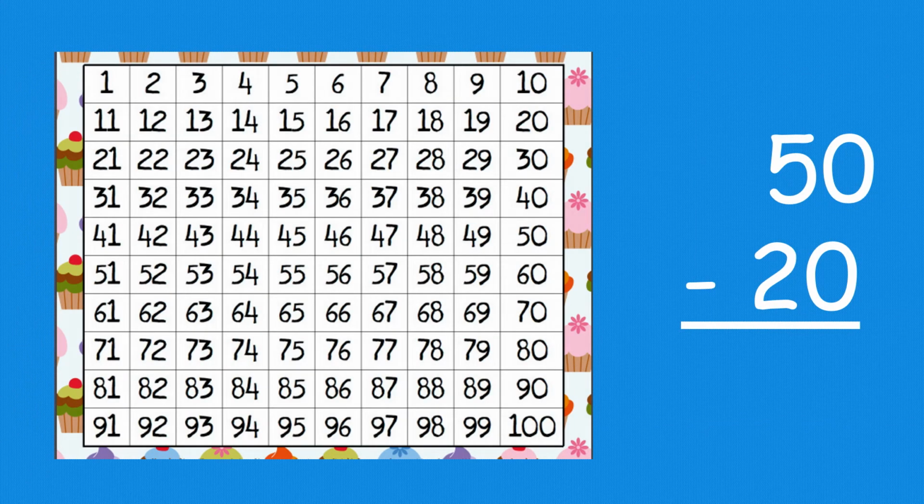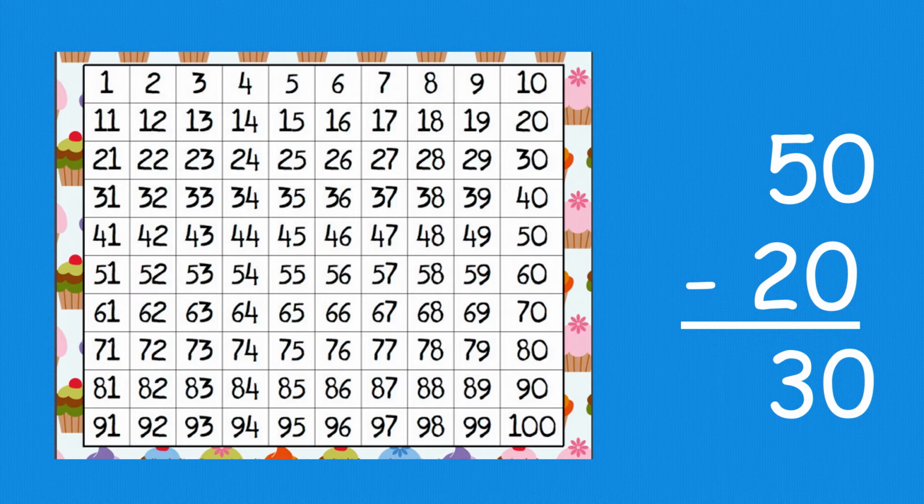Okay, now we're going to switch our brains over to subtraction and we're going to model it on our 100 chart again. So here we have 50 minus 20. We're going to start here at the 50 and this time instead of going down, we're going to go up because we're doing subtraction. So start at your 50 and then we're going to go back 2 tens. So there's 1, 2, and your answer is right there. So 50 minus 20 equals 30.